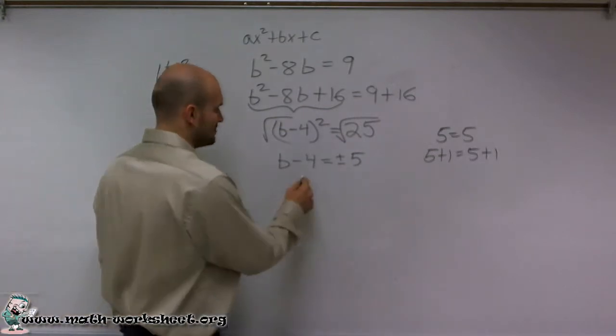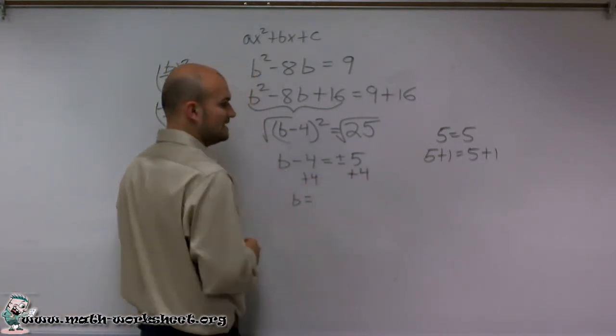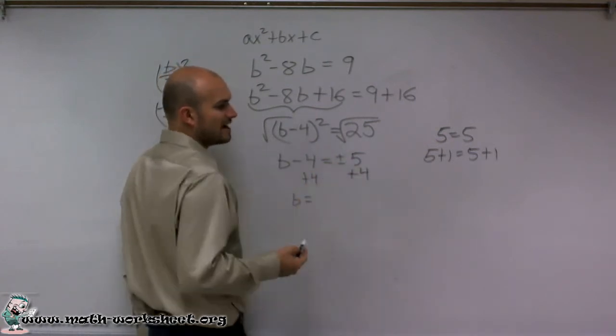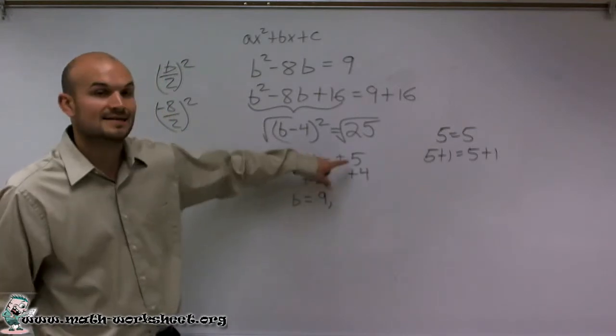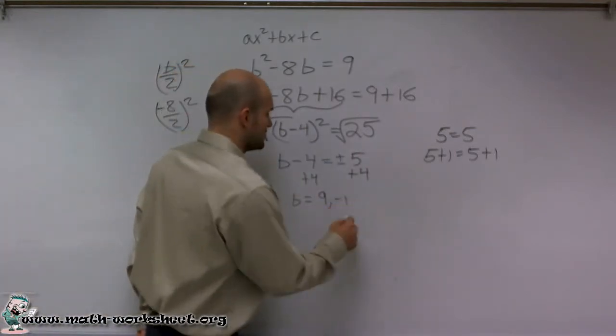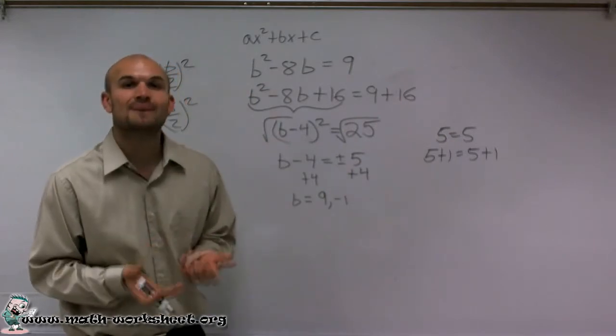Now, to solve for my b, I'll add 4 to both sides. And I got b equals positive 5 plus 4, which is 9. And b also equals negative 5 plus 4, which is negative 1. So there you go, ladies and gentlemen. That's how you solve an equation by completing the square.